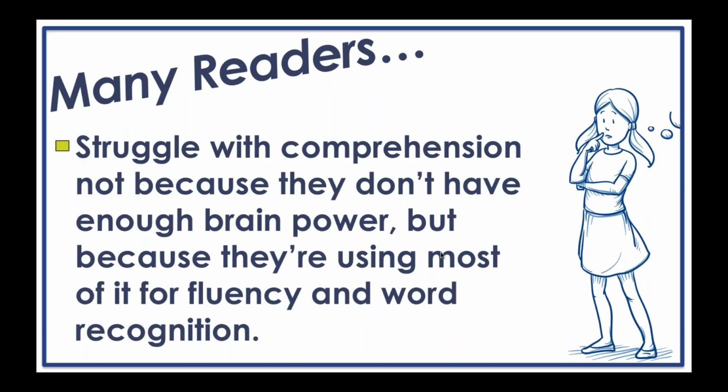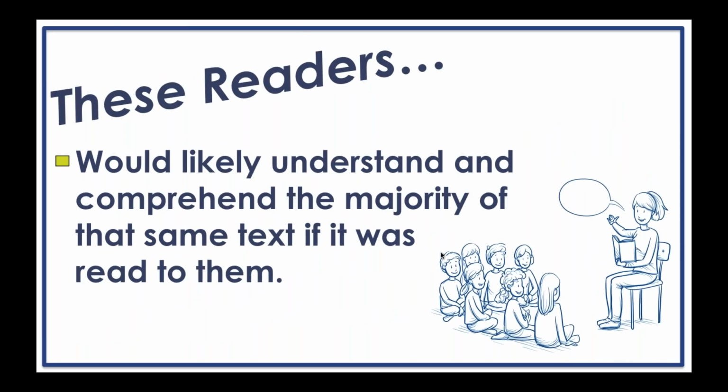So many readers struggle with comprehension, not because they don't have enough brain power, but because they're using most of it for fluency and word recognition, and there's not much left for comprehension. So these readers are the types of kids who would likely understand and comprehend the majority of the same text if it was read to them.